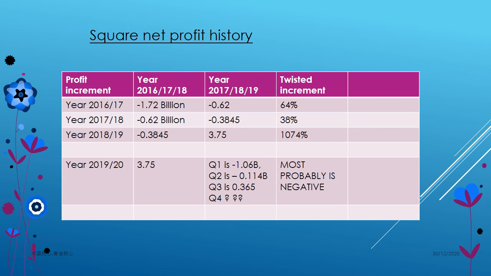Unless it got 12 billion, right? It got more than 10 billion earning. It seems not possible, right? So actually, most probably from 19 to 20, the increment of Square's net profit is negative. That means it will not earn more than 3.75. So let us see the stock price, see how it goes, right?